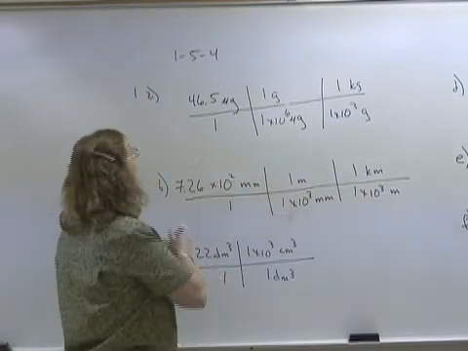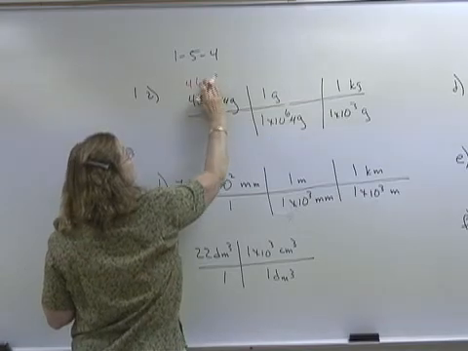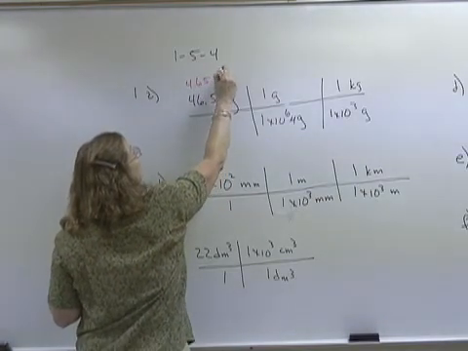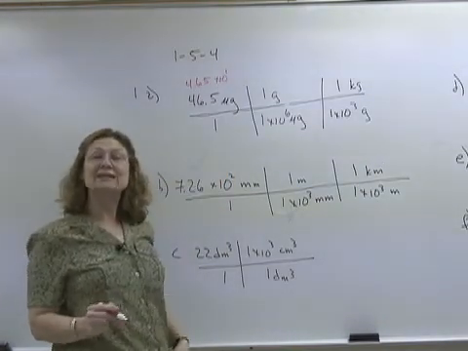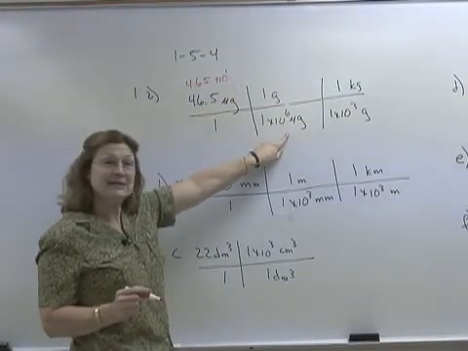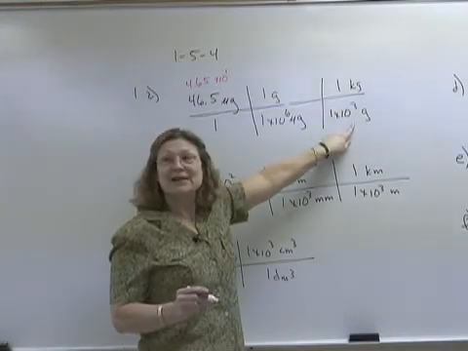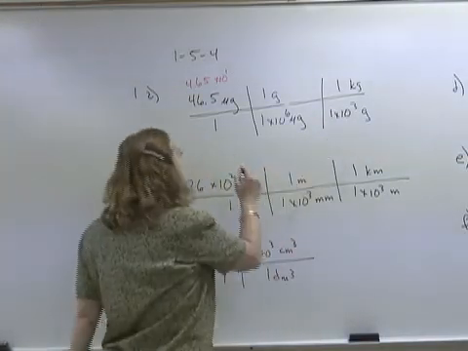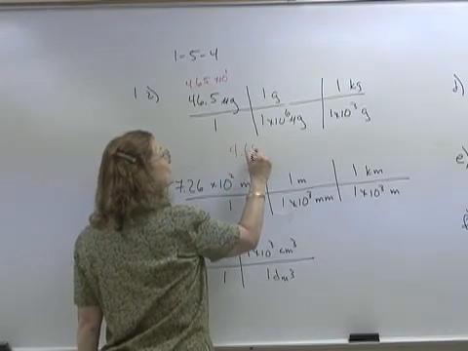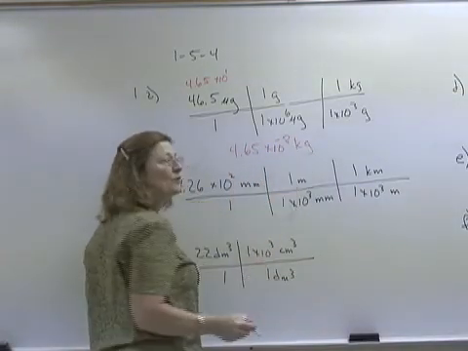So I'm going to change this number to scientific notation so that I can just subtract and add exponents. I have 1 minus 6 is minus 5. Minus 3 is minus 8. So the answer is 4.65 times 10 to the minus 8th kilogram.